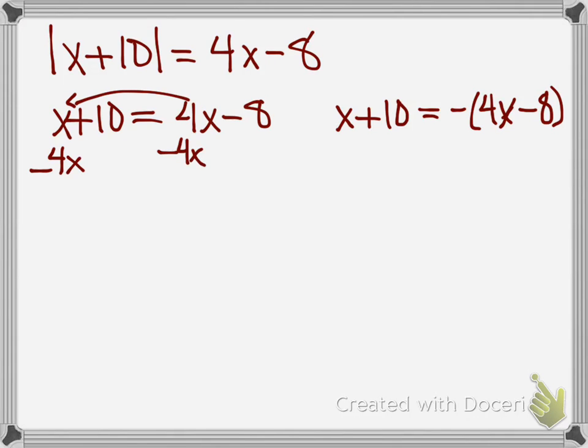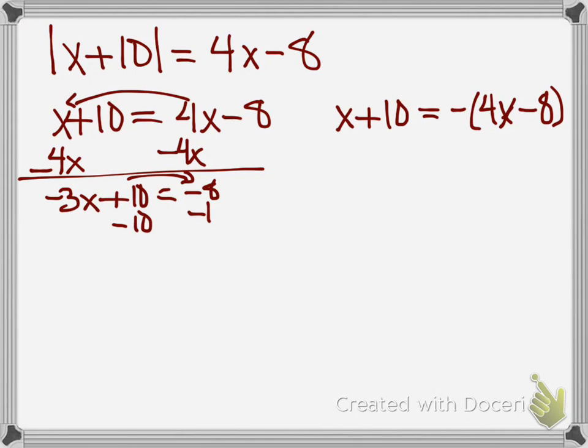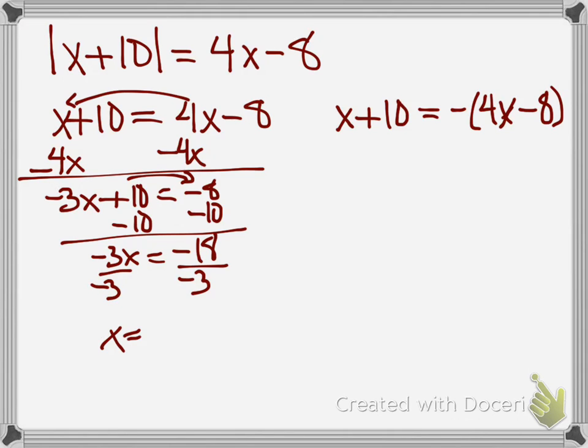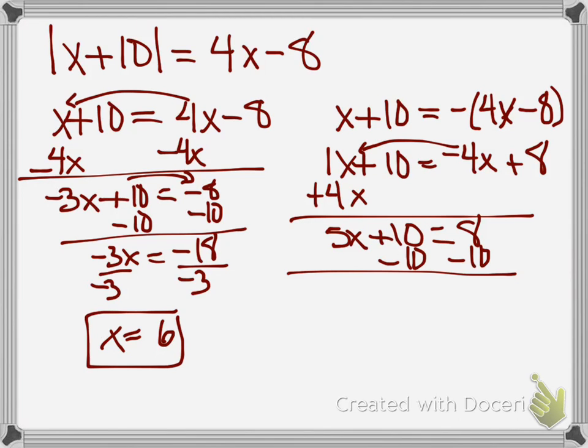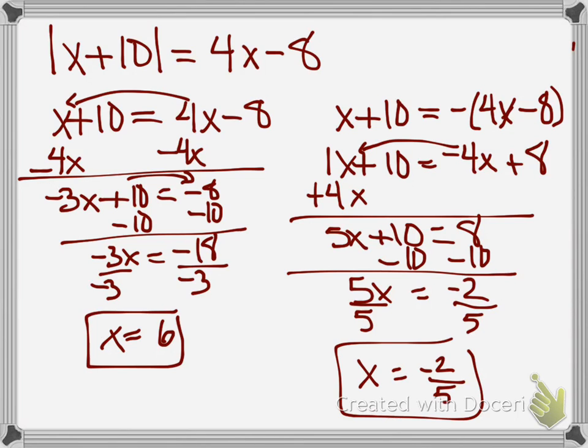On the one on the left, I'm ready to go ahead and solve, going through our normal steps. Move the 4x over to the other side. Move variables to the left, numbers to the right, then divide. The second one, I need to distribute that negative first. So that becomes negative 4x plus 8, because negative times a negative becomes a positive. And then I'm going to move the x over to the other side. Variables to the left, numbers to the right. Minus 10, minus 10. I get 5x equals negative 2. Divide, and I get negative 2/5. So both of those are my answers.